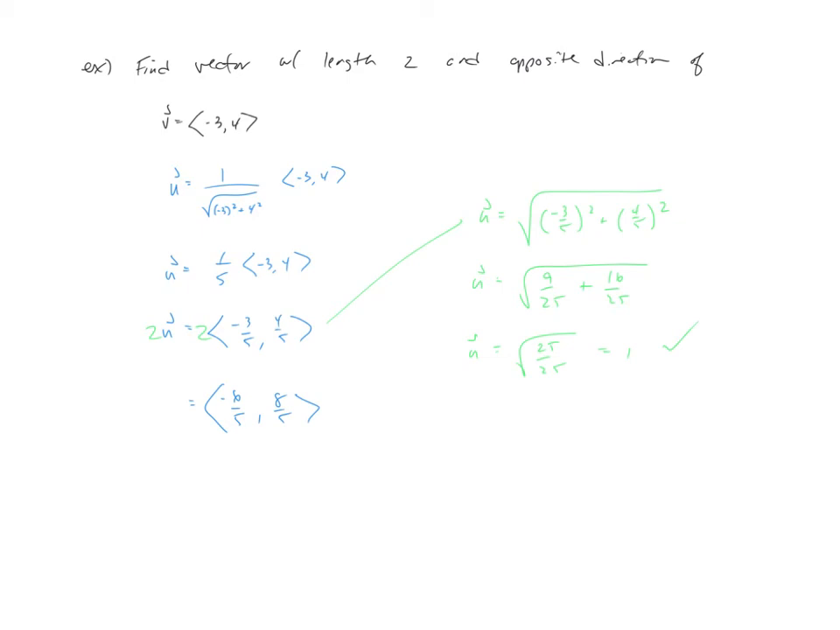So to account for that, all I'm going to need to do now is put a negative out in front. That's going to change the direction. And so in doing this, this is going to give us for our final answer a positive 6/5 and a negative 8/5. So that is, in fact, a vector with length 2 that points in the opposite direction of the original.